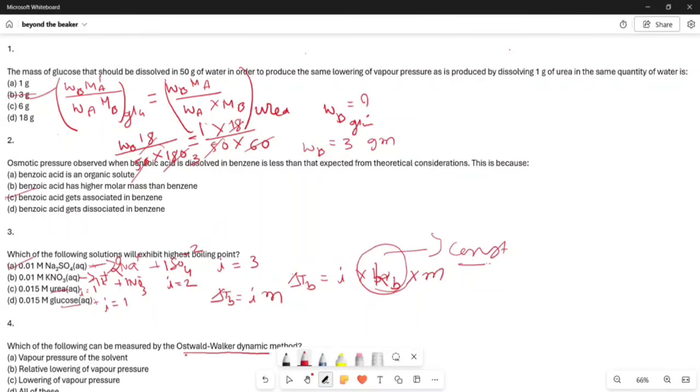Ostwald-Walker dynamic method is used to measure relative lowering of vapor pressure. So answer B is correct.